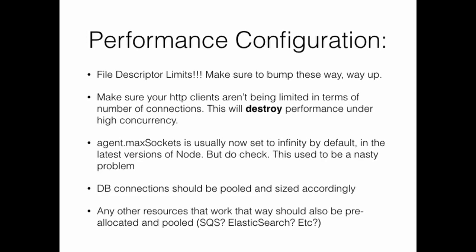Also, in the old days, this is not as much an issue anymore, but in the old days, the built-in HTTP client had a 5 connection limit to every IP address. And that was a huge sticking point for a lot of stuff. They've changed that in, I think, version 0.12 and later. But if for some reason you're stuck on an older version, make sure to manually change the max number of sockets.